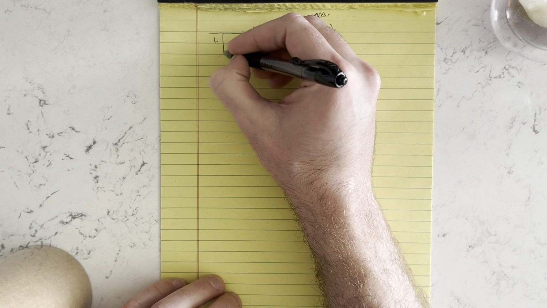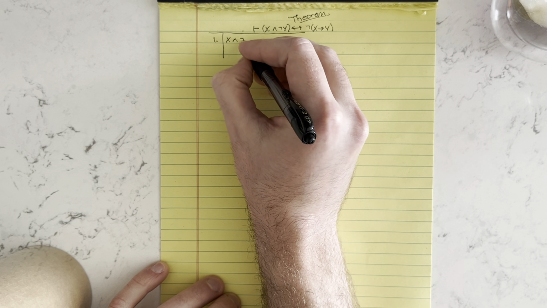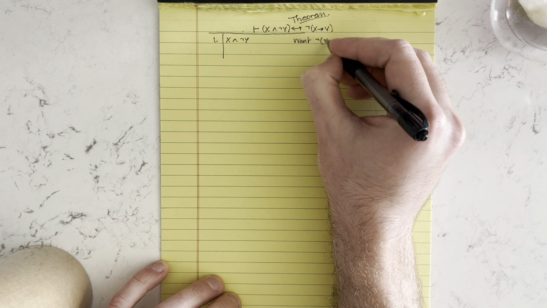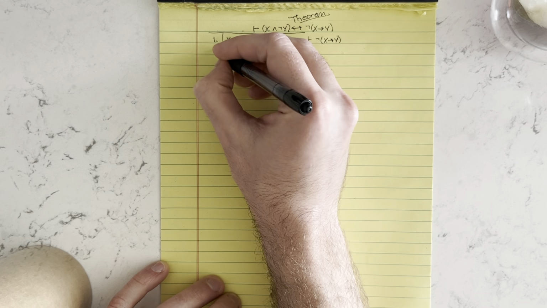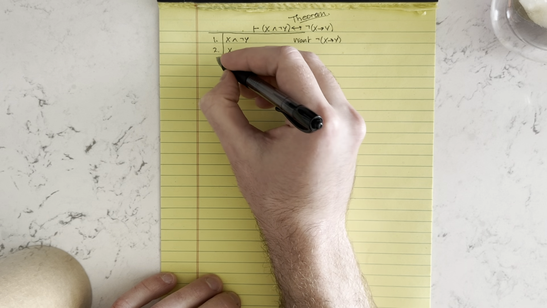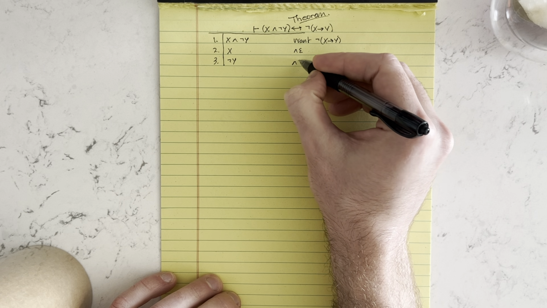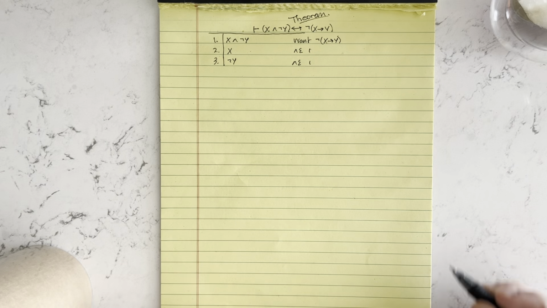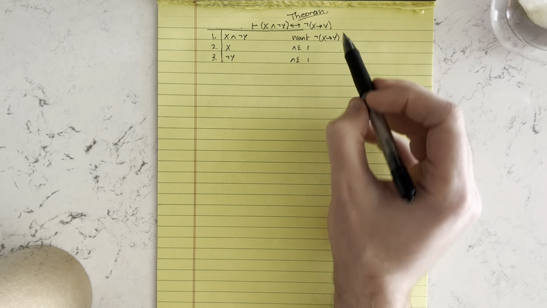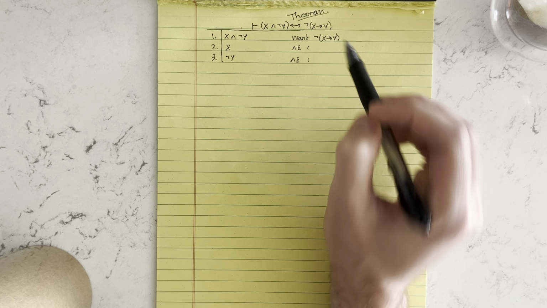So first, normal biconditional proof. I'm going to assume what's on the left, X and not Y. Want negation X arrow Y. Okay. Might as well separate X and not Y using and elimination from line 1. Okay. Now we're trying to prove this, right? We're trying to prove that it's not the case that X implies Y.